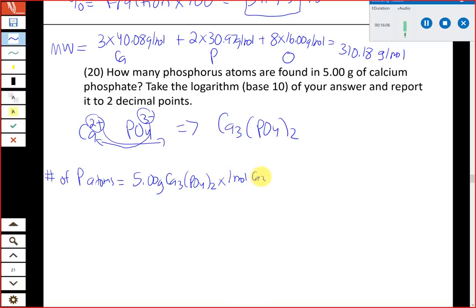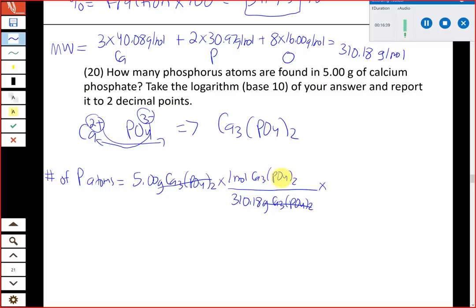So 1 mole of calcium phosphate, and the mass that we just found, the molar mass, is 310.18. All right, so that converts grams into moles. The grams cancel out. And then now that we have moles of calcium phosphate, there's sort of a choice here how we do this. We could either convert this into number of formula units, or we could first convert to moles of phosphorus. It really doesn't matter. I'm going to do it the second way that I described.